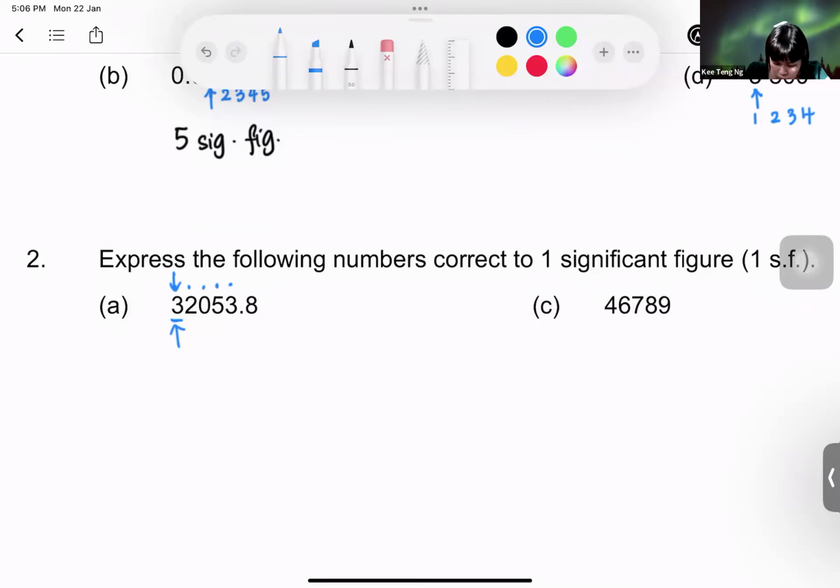How do I do that? If I were to only write the answer as 1 sig fig 3, and I look at my next digit over here, is this more than 5 or less than 5? This is less than 5. So I let the number 3 stay the same. But 3 is not my answer because this is not in the correct place value.